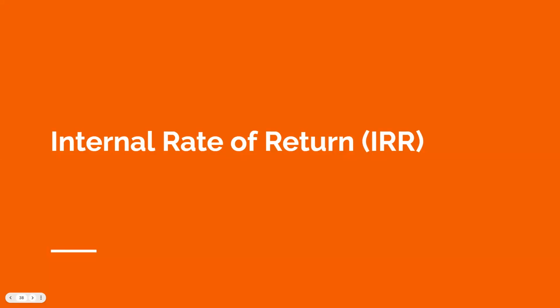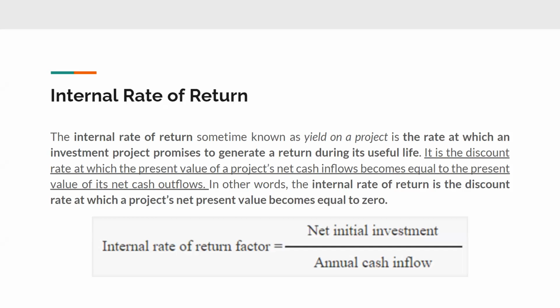Right, so now the other one, which is the internal rate of return. Now the internal rate of return is somewhat based on the NPV, right? And for that reason, I chose to look at the NPV before we look at the internal rate of return and do this one last. Now the internal rate of return, also known as the yield on a project, is really the rate at which the investment is going to promise to generate a return during its useful life. It is still going to use that discount rate, right, that we saw in the NPV.